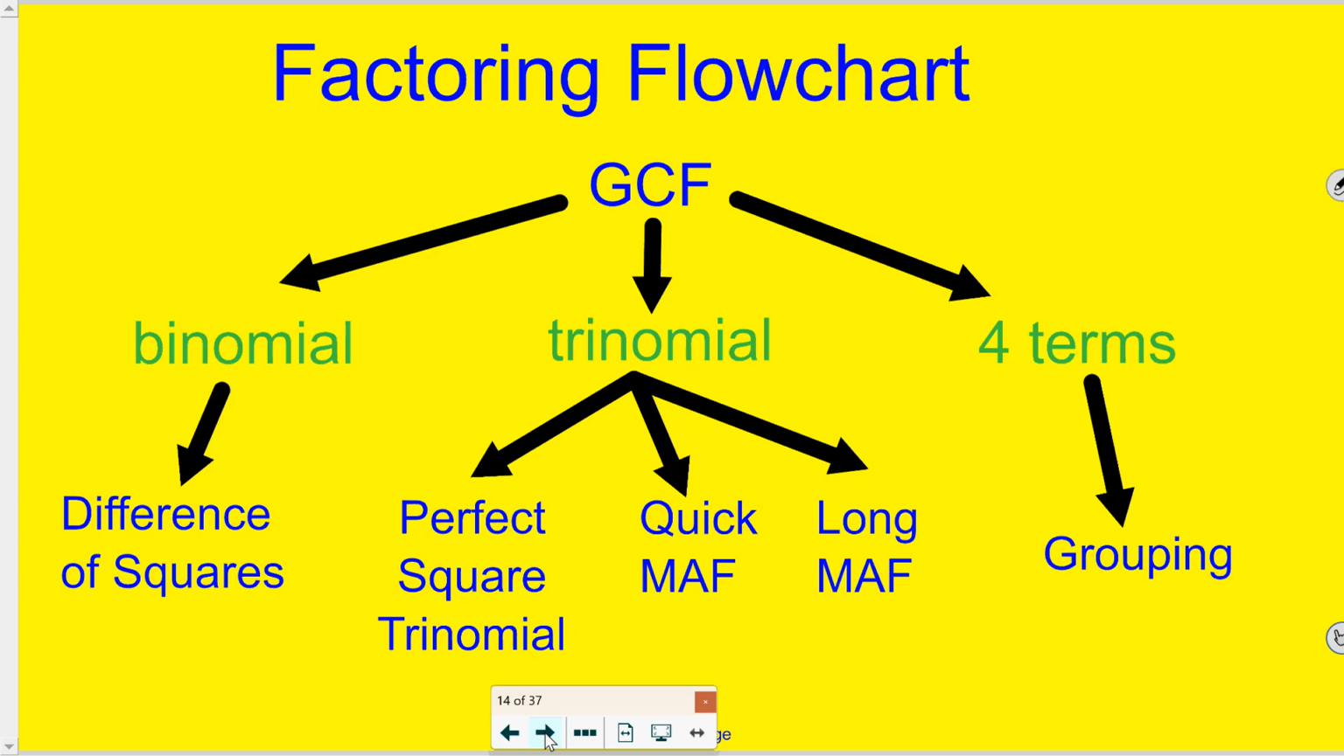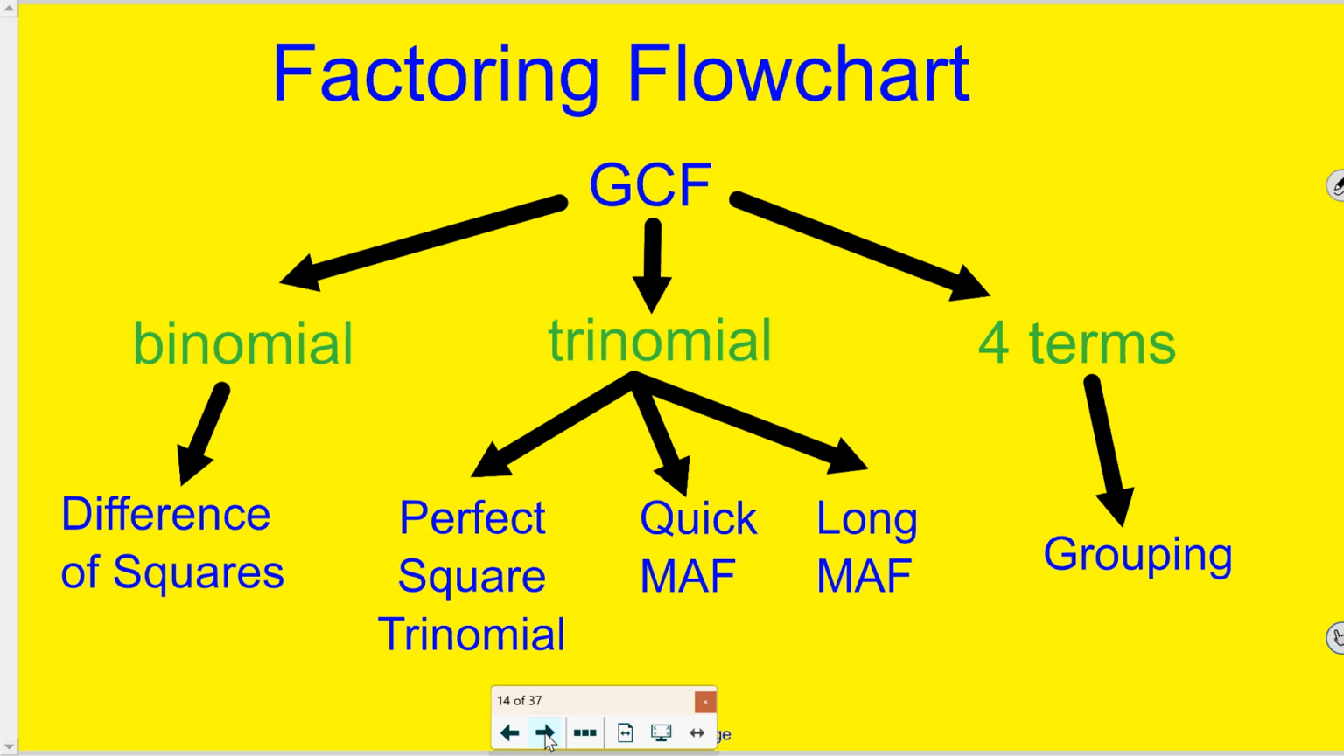Here's essentially our flow chart of what you should always try to do. Please don't forget to try the GCF. Is there a greatest common factor you can take out first? If there is, do that. After that point, what do you have left? A binomial, a trinomial, or 4-term polynomial, and that's going to determine which strategy you might still be able to potentially do.